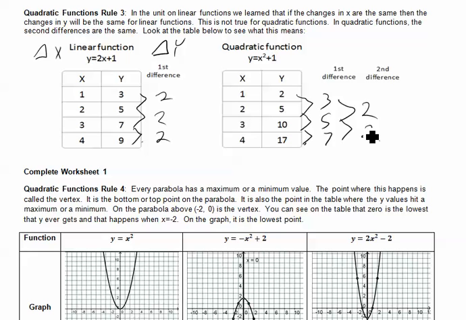So if you look at a table, the way you tell is you just do delta y, the first difference. If they're the same, then it's linear. If they're not, check for the second difference. And if the second differences are the same, then it's going to be quadratic. If neither the first differences nor the second differences are the same, then it's neither linear nor quadratic.